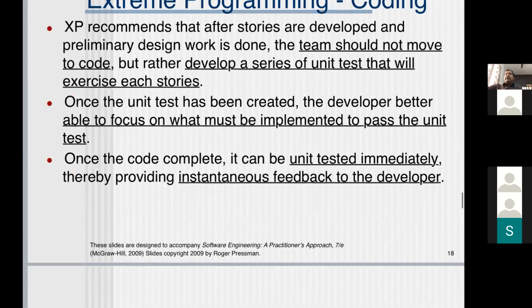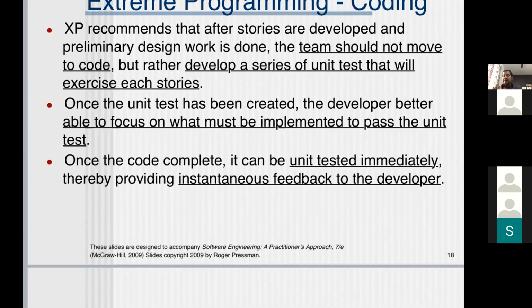Have you got a clear understanding of why we are going for unit testing before coding in terms of extreme programming coding? Is it clear? If anyone has a doubt, please raise it and make it clear here itself. Because while you're writing the exam, we'll be trying to get from you whether you got the right thing or not.